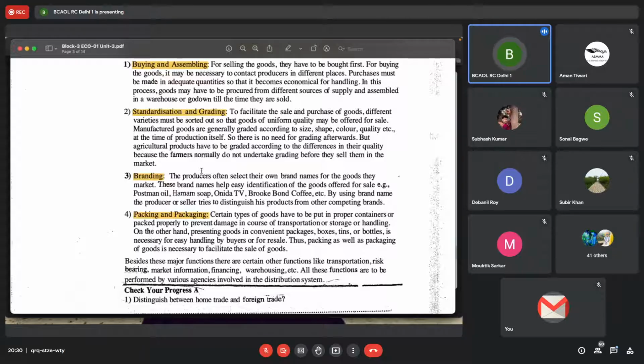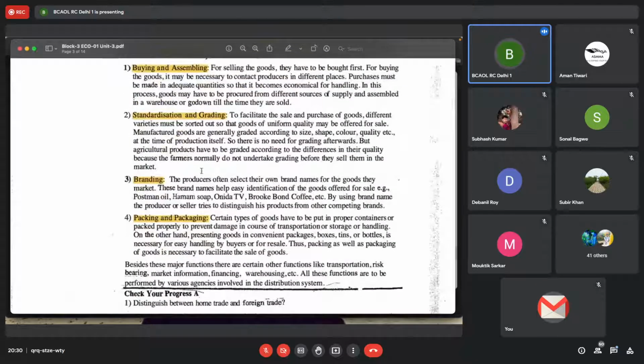Okay, and there are certain functions that the distribution channels do. I will be reading this once. I won't be repeating them because throughout the retail and wholesale points, these points will be repeating because they are similar. So these distribution channels, they buy and assemble. They buy from different places and they assemble it and they sell it off. Either they sell it off directly to the consumer or they give it to the middlemen. Now, what are middlemen? We'll discuss.